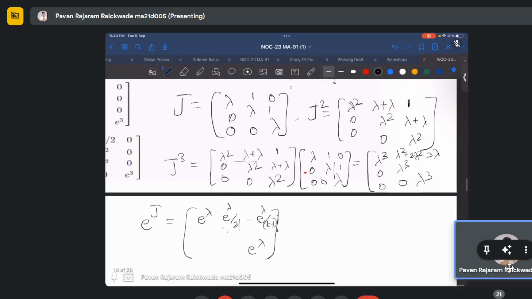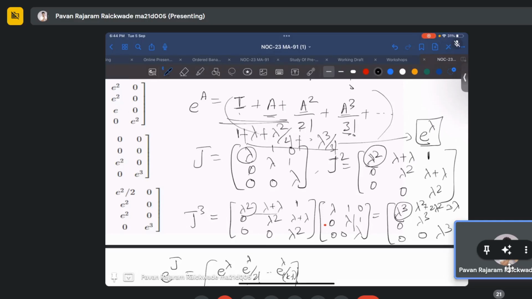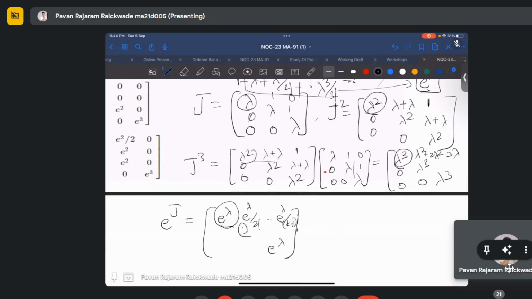I was trying to derive that formula because you can see, if I want to add this up, what will be the first entry in the whole summation? Identity's first entry is 1, then I get J's first entry which is lambda, then J square's first entry which is lambda squared upon 2 factorial, then the first entry of J cube will be lambda cube upon 3 factorial. So this turns out to be e power lambda, right? That's how you get e power lambda here and everywhere. I was calculating the formula for the other entries, but I think that will take time. We'll just look at the formulas.